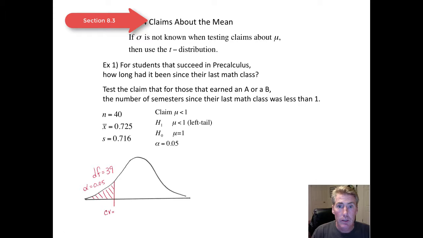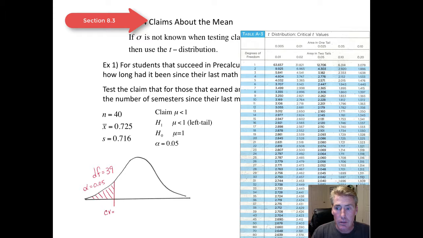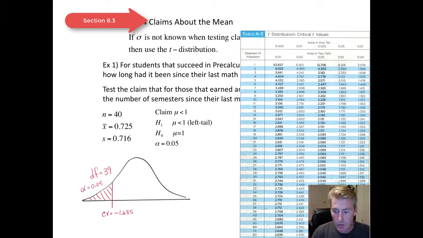So then I draw a little picture like this. I make it a left-tailed test, 0.05 in the left tail, degrees of freedom is n minus 1, and then I need table A3. There it is. It's going to be one tail, so I need to be using this part up here. One tail with 0.05 means I use this column. And then go down to degrees of freedom is 39, and they happen to have it. So that means that it's going to be a 1.685 for the critical value. And because it's left tail, it's negative 1.685.